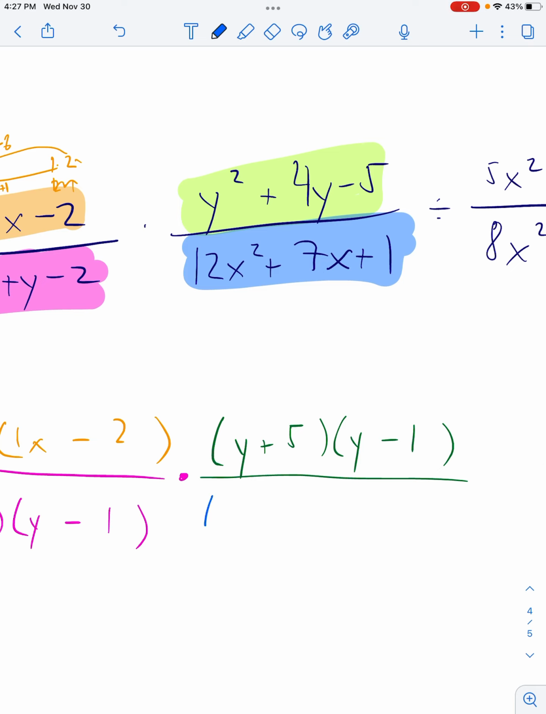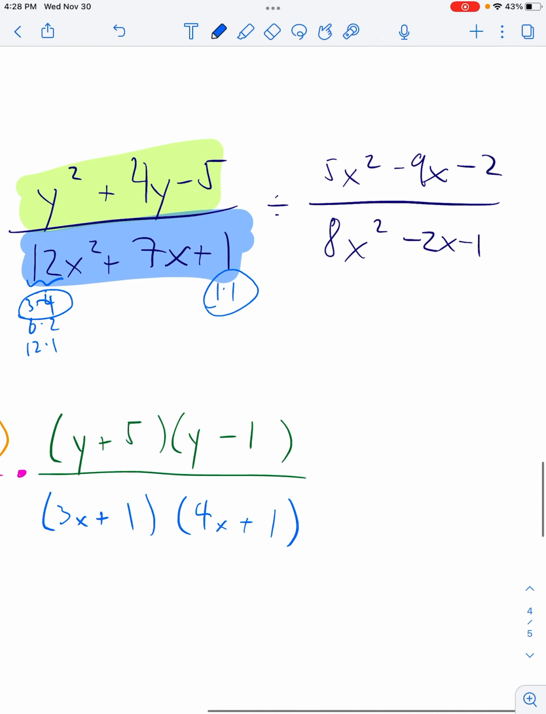The bottom is going to be another trinomial with a lead coefficient that's not 1. Set up your shell, plus plus. Factors of 12 are 3 times 4, 6 times 2, 12 times 1. The outer plus inner needs to add up to 7. These 2 work, so it'll be 3, 4, and 1 and 1.